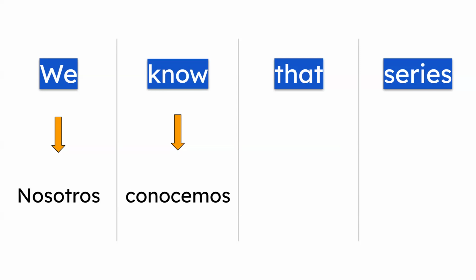Series is feminine in Spanish, and it's esa. Esa. And series in Spanish is serie. La serie. Okay? We don't say series or series. Series is plural. Las series. But in this case, we are referring to only one series. Nosotros conocemos esa serie. Come on, say it. Perfecto, amigo.